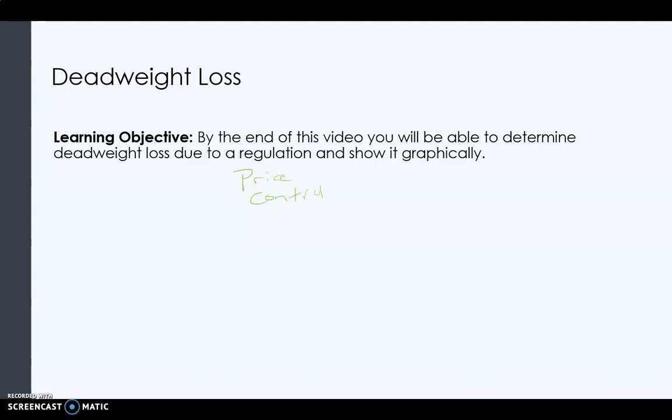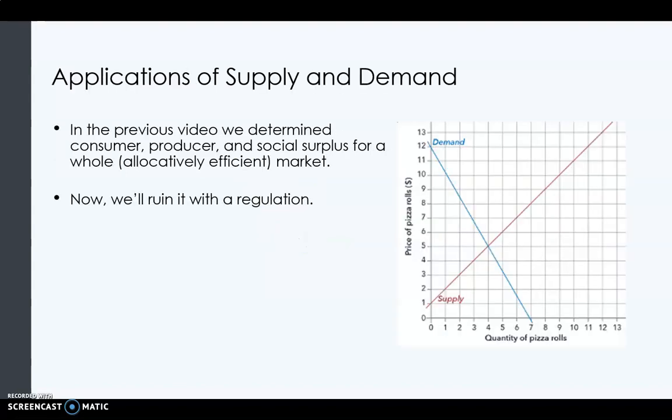If you haven't watched that video or the videos on consumer surplus and producer surplus yet, you are going to be so lost. So go back and make sure you watch those. In the previous video, we determined consumer, producer, and social surplus for a whole allocatively efficient market. That's one with no constraints on it. Now let's ruin it with a regulation.